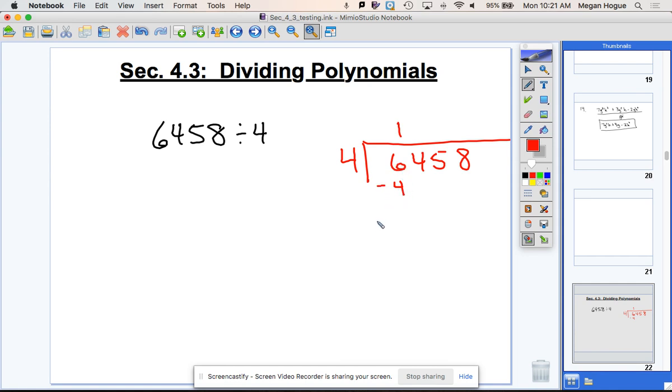Subtract. Okay, so it's really important I'm understanding the process, because this process is going to apply to polynomials, to equations. So I'm going to subtract those. I get 2. What do I do next? Drop down the 4. Bring down the next digit. So now I have 24. And I repeat the process. It's a very repetitive process.